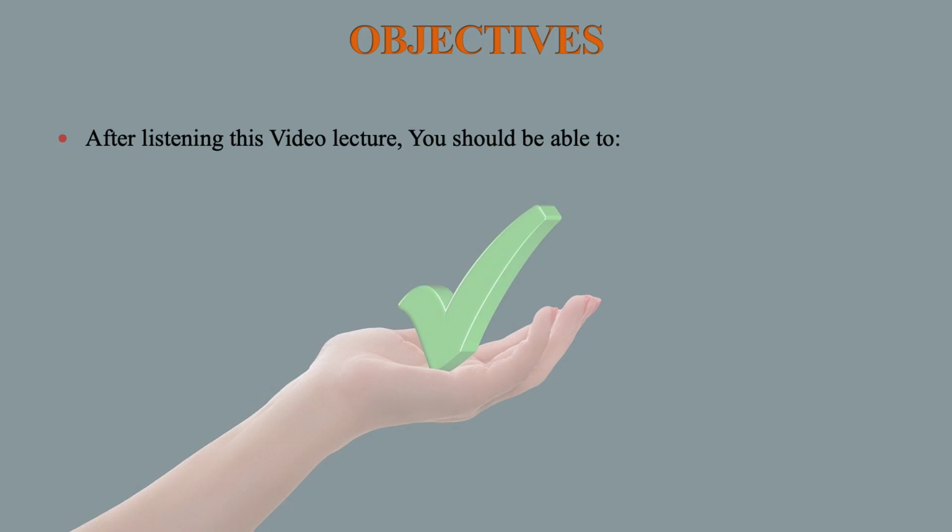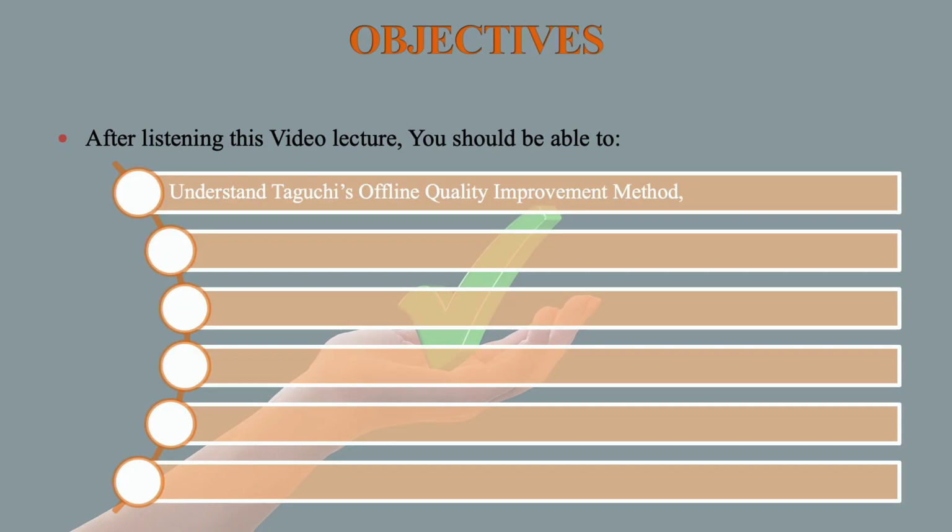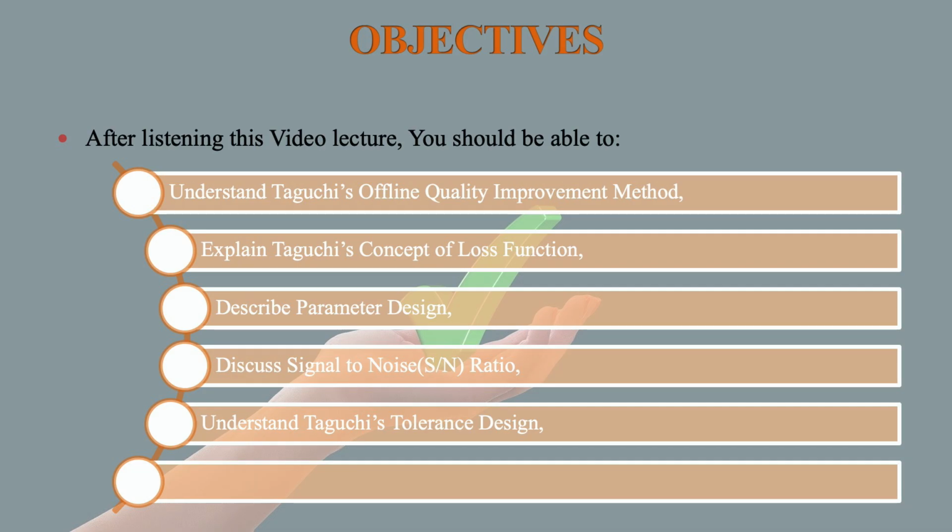Objectives. Learners, after listening to this video lecture, you will be able to understand Taguchi's offline quality improvement method, explain Taguchi's concept of loss function, describe parameter design, discuss signal to noise ratio, understand Taguchi's tolerance design, and differentiate between Taguchi and Deming's philosophy on quality improvement. These are the various objectives we are going to discuss in this video lecture.